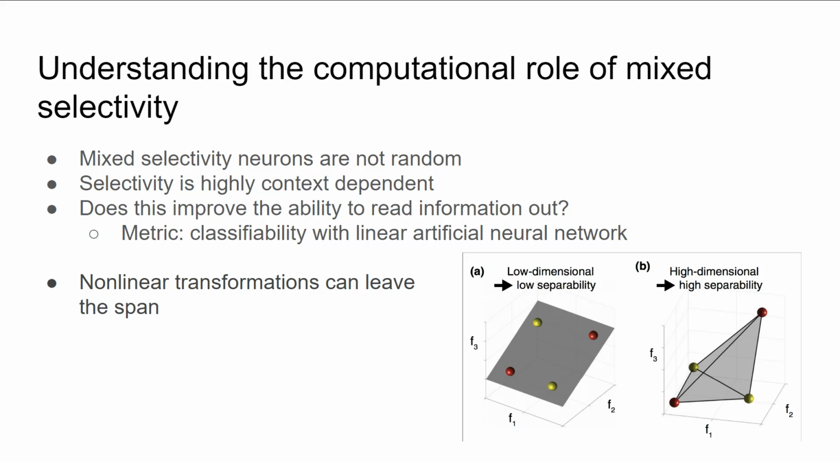But basically, ultimately what they're saying is that if you do a nonlinear transformation, you can leave a span. A linear transformation of things that are in a particular subspace will never leave the subspace, but a nonlinear one could. And once you've left that subspace, you could find more potential splits. Okay.